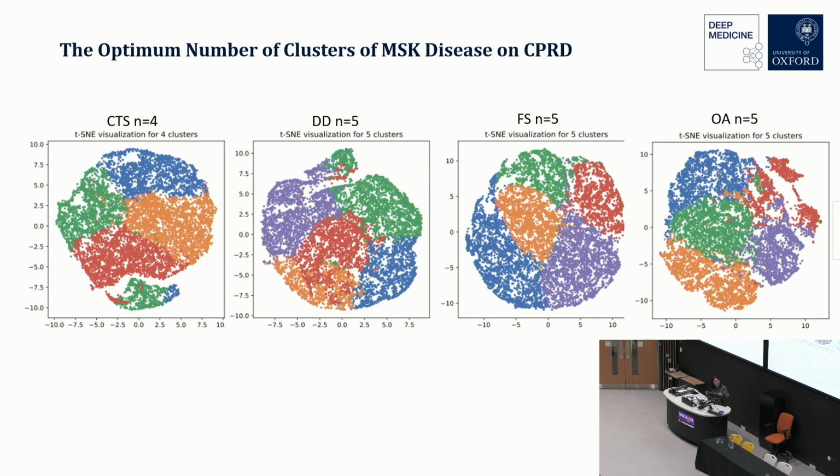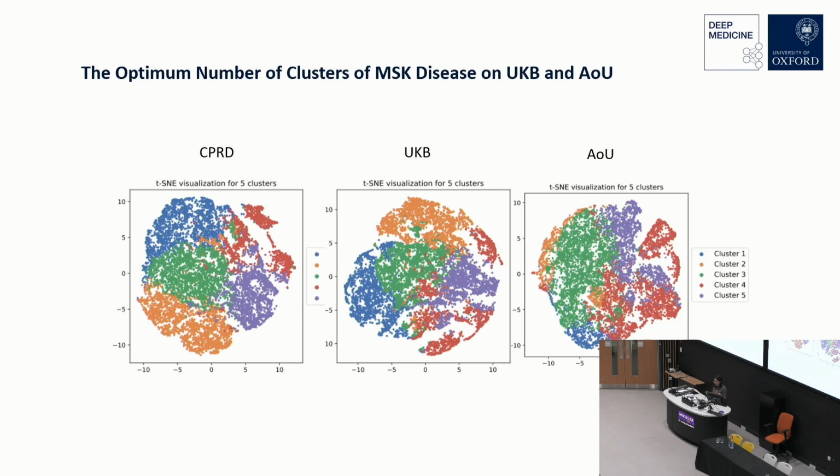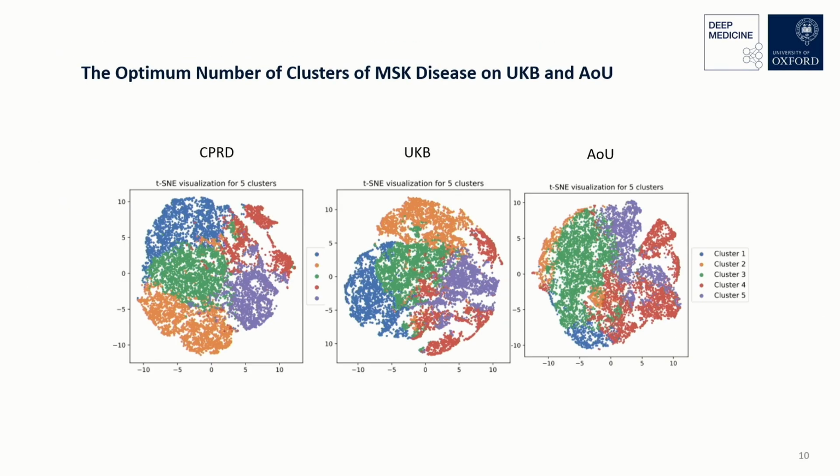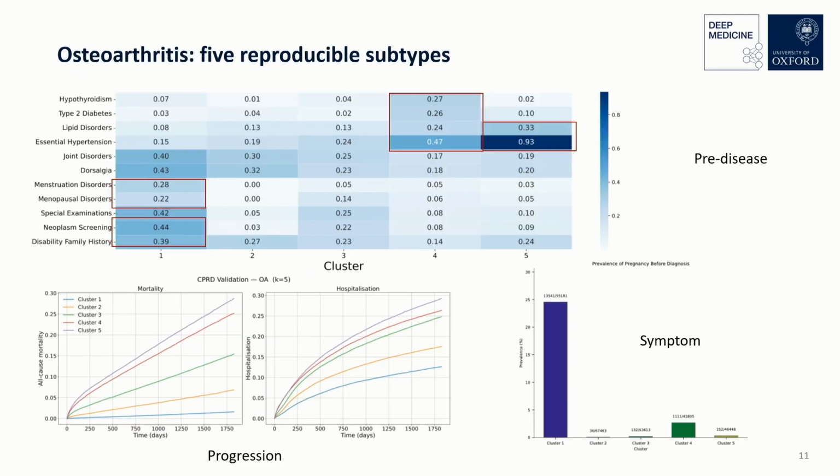We also want to know whether the model trained on CPRD, where we found the best clusters, still holds on UKB and All of Us. So we applied the model we trained on CPRD to UKB and All of Us, and we can see that the clusters are separated from each other pretty well. So since the clusters can differentiate from each other, we then look at what is actually behind the cluster labels.